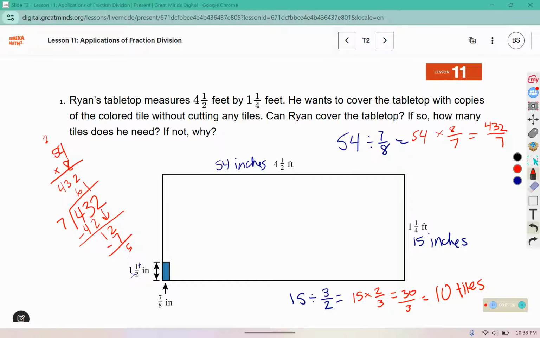So, part of the direction said he wants to cover the tabletop with copies of the color tile without cutting. He's going to have to cut tiles apart in order to get them to fit in this horizontal direction. So if not, we need to explain why.